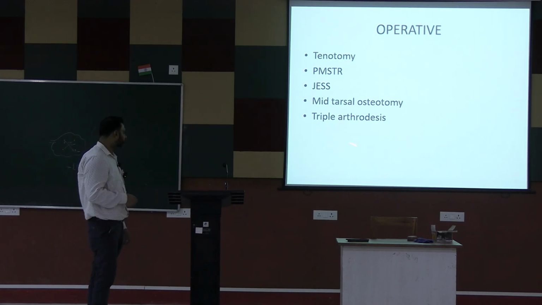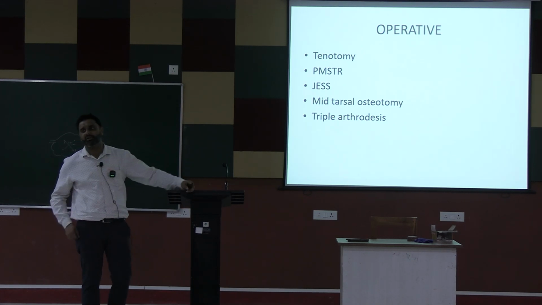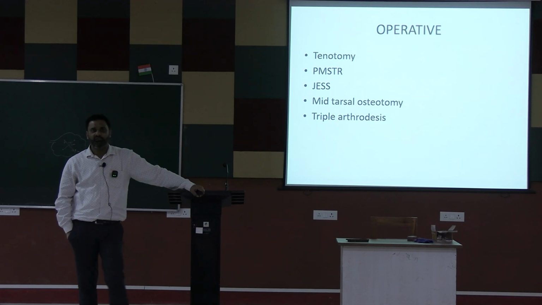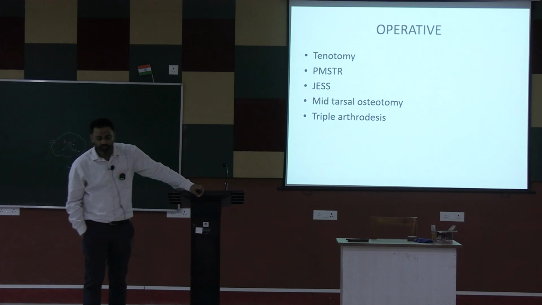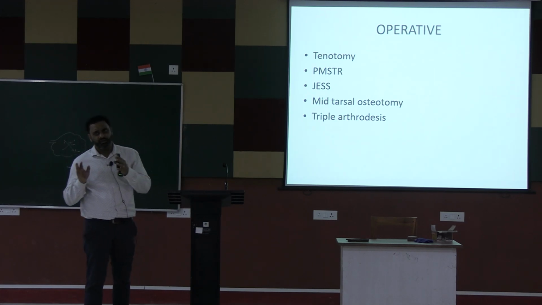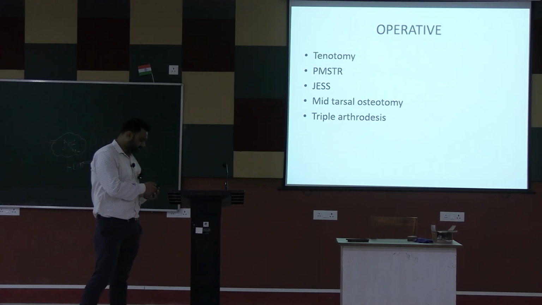Then comes the last operative procedure, that is triple arthrodesis. This is done in very late presentation of the case, after 13 years of age. If a patient comes to you after 13 years of age, then triple arthrodesis is the only treatment left. In triple arthrodesis, we do arthrodesis of 3 joints. Which joints? First the talocalcaneal joint, then the calcaneocuboid joint, then the cuneiform joint. So these 3 are the joints that are fused in triple arthrodesis.